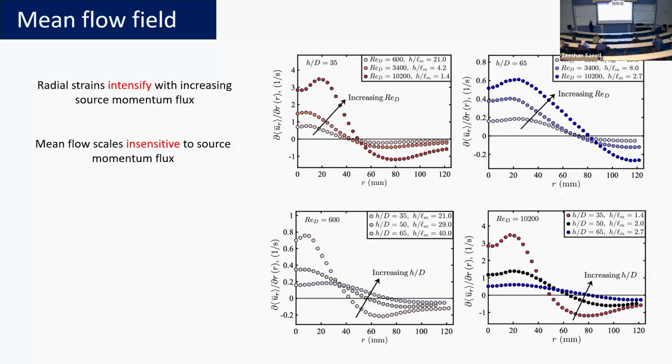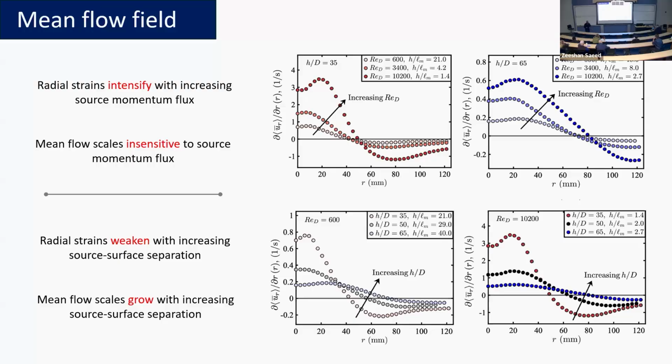And you can see that the zero crossing is progressively moving upwards. And this essentially means that the radial strains are weakening with increasing source separation. And again, consistent with the radial scales, the flow is allowed to entrain more and grow more, and therefore also have a larger radial footprint.